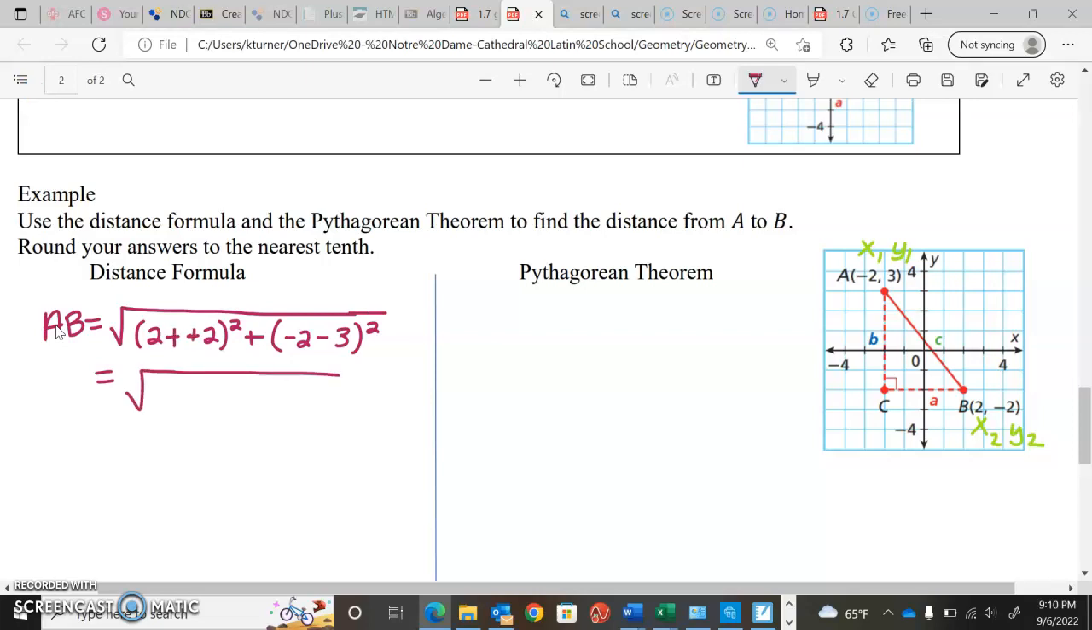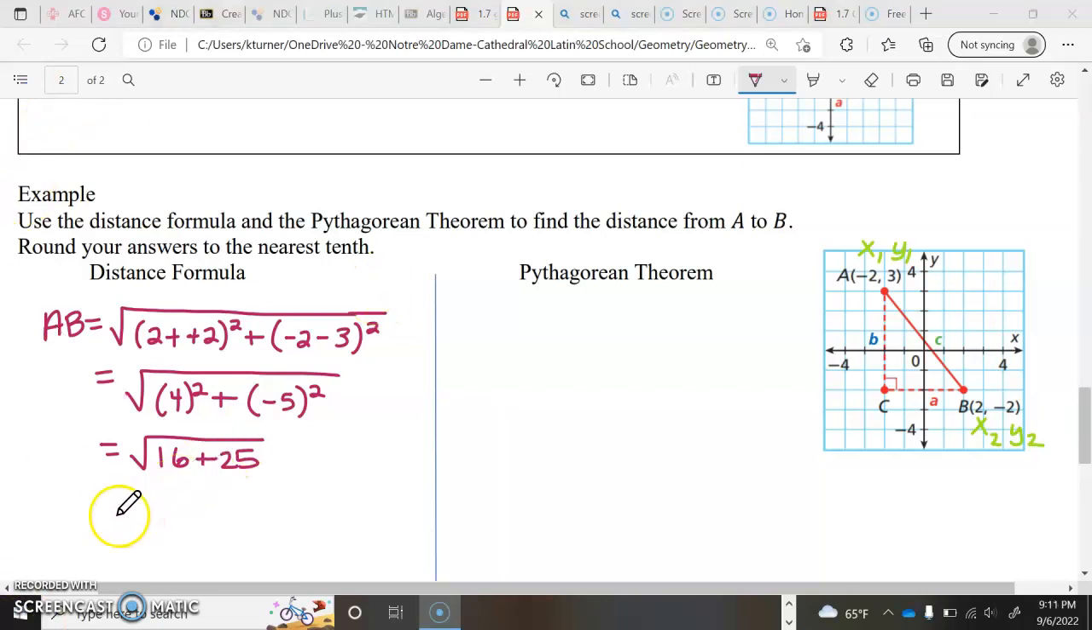So 2, this is really plus 2, so 4 squared. And then negative 2 minus 3 is negative 5. Okay, so remember you do inside the parentheses first, then do your exponents. All right, then add inside the square root. So 16 plus 25 is 41. And then I'm just going to leave it like that, okay? So square root of 41. There is no square root of 41. You can't simplify it down anymore, so we'll leave it like that.